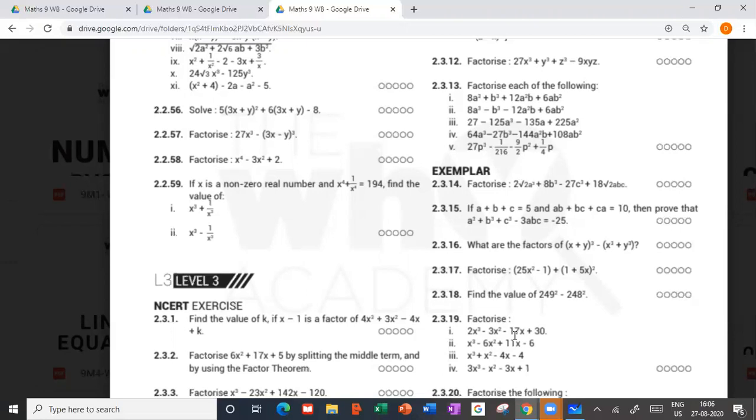I wanted to check the identities. So you can use the identity for (a plus b) the whole cube, I mean a cube plus b cube, for the second bracket, right? But what about the first bracket? What do you do for that? Okay, that also we have an identity, right? Yes, ma'am. So you have to use two identities and then factorize them.